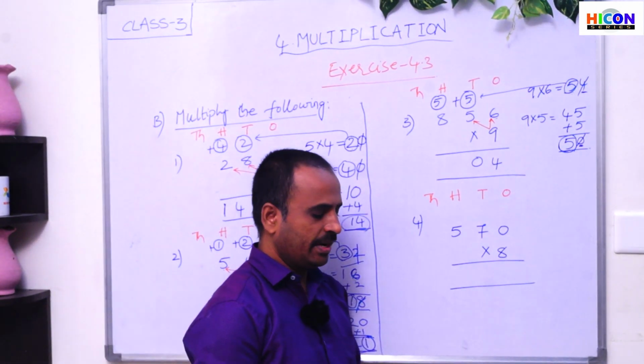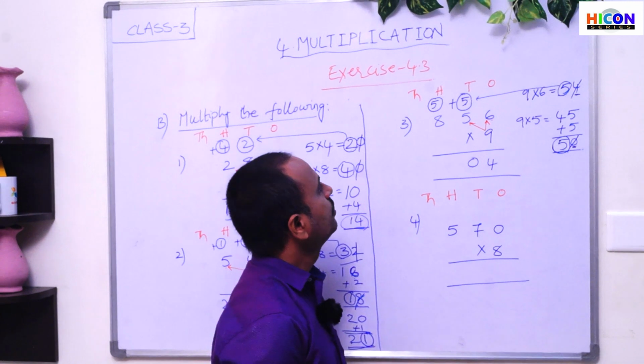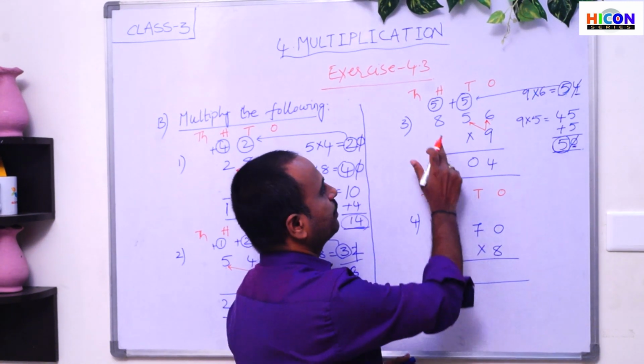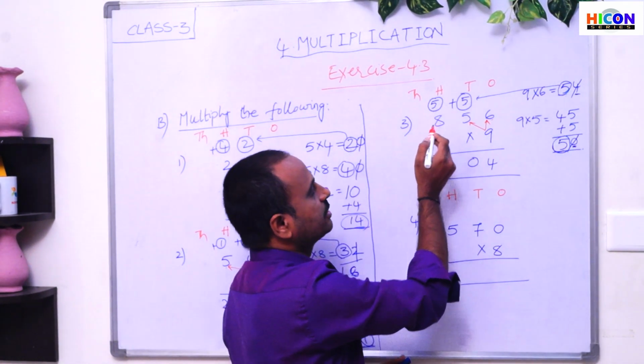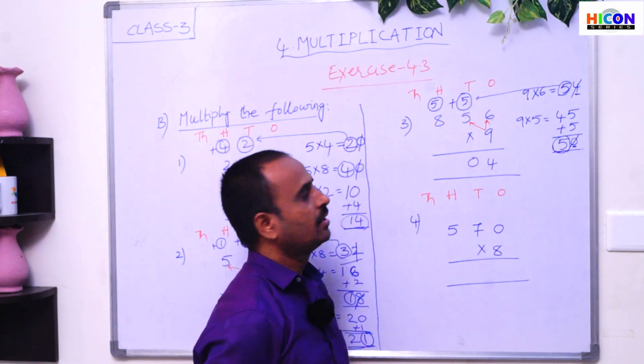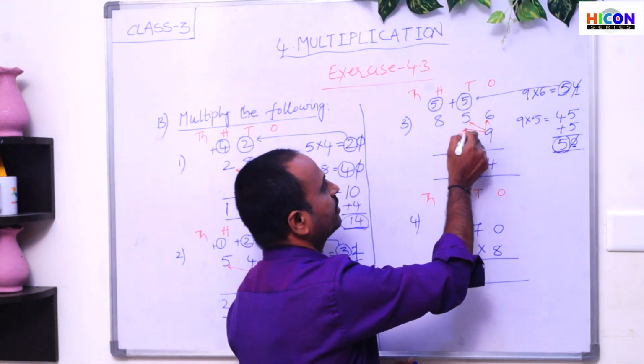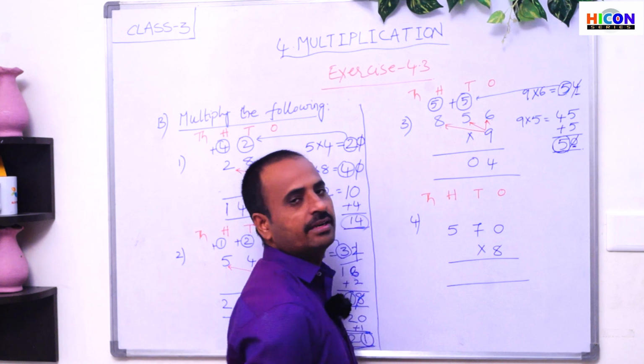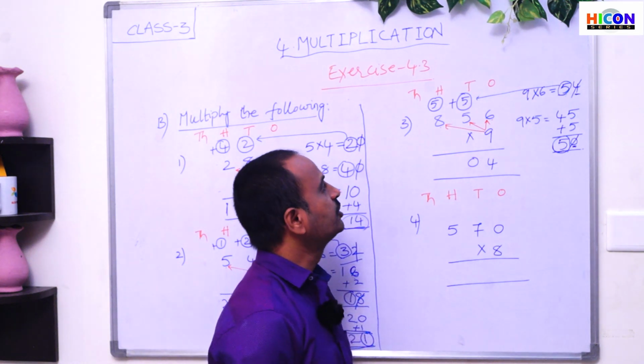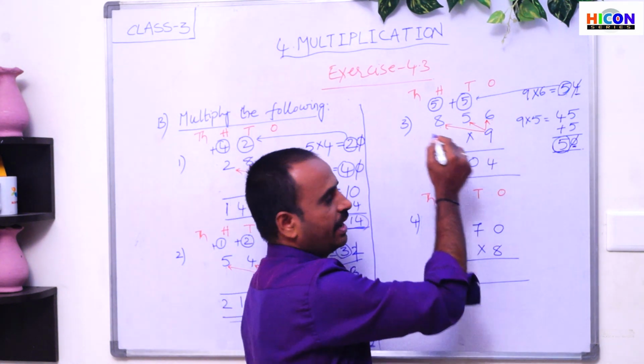Now again do the multiplication with hundreds place. What is present in hundreds place? 8 is present in hundreds place. Now multiply 8 with 9. Then how much will you get? 9 into 8.